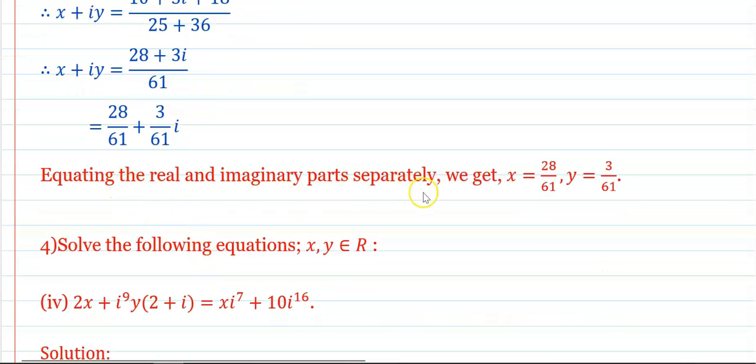Hence, equating the real and imaginary part, you will get x is equal to 28 upon 61 and y is equal to 3 upon 61, and hence the answer.